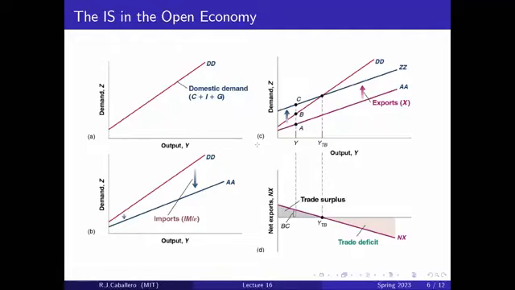Now notice that the distance between the demand for domestically produced goods and the domestic demand for goods is the net exports. So that distance between ZZ and DD is the net exports. At this point here, for example, ZZ is higher than DD, which means that our exports are greater than our imports, and that's the reason you have a trade surplus. At this point, they're the same, and that's the reason the trade account is balanced. But over here, imports exceed exports, and that's the reason we have a trade deficit. Okay?